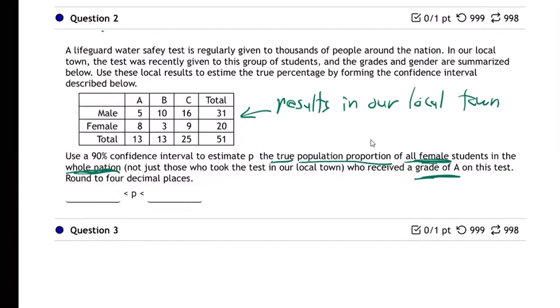Okay, so this is just the results in our local town for how the men and the women did on the lifeguard water safety test. So what does that mean about the whole nation? Can we form a 90% confidence interval for the true population proportion for the whole nation? How are we going to do that?